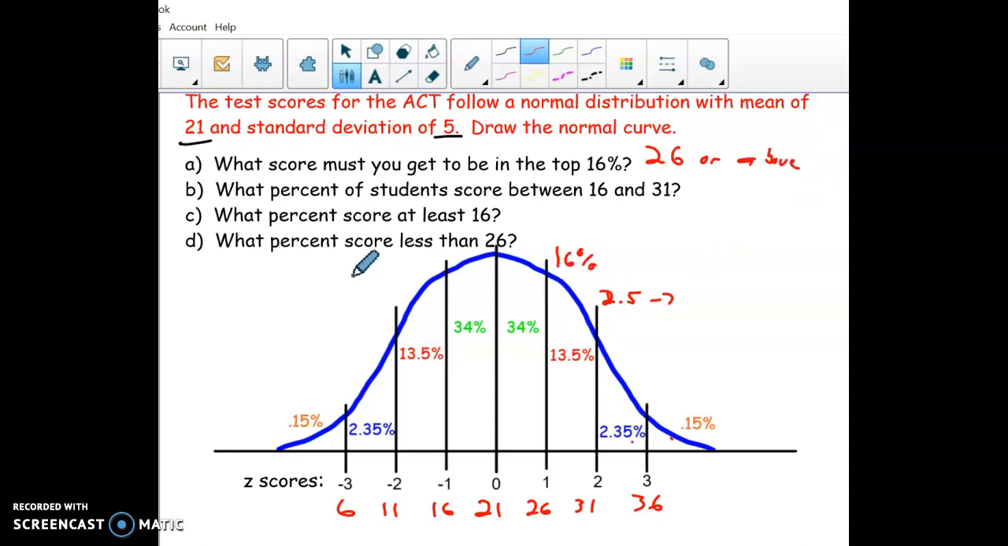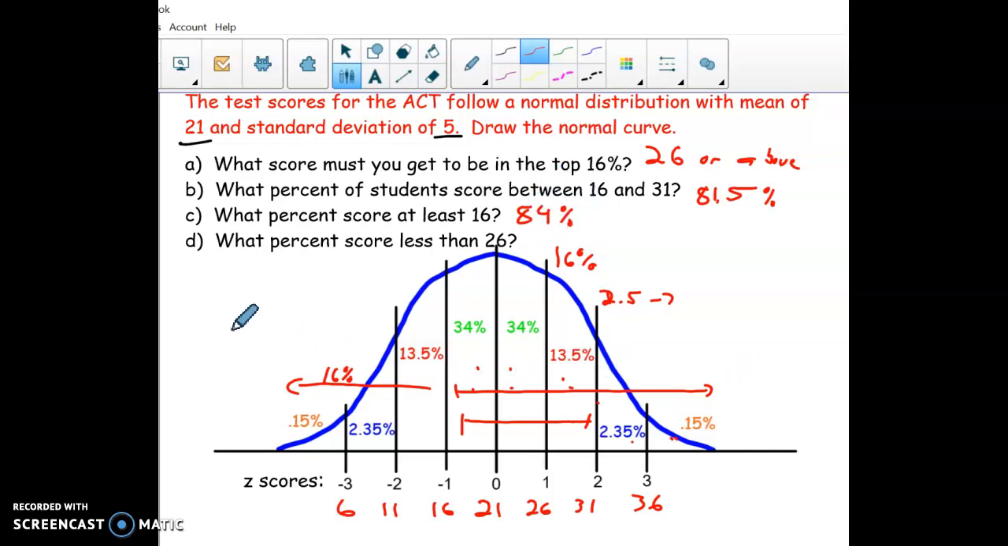All right, score between 16 and 31, so it's just adding them together. So right here, we just have to add together 34, 34, and 13.5. And I believe that comes out to be 81.5%. Okay, and then what percent score at least 16? So here's 16, so at least would mean 16 or higher, so I'd be going all the way over. So we would have to add up all these together. Honestly, if you remember that these are 16% this way, then the ones that score at least 16 would be everybody else, which would be 84%.